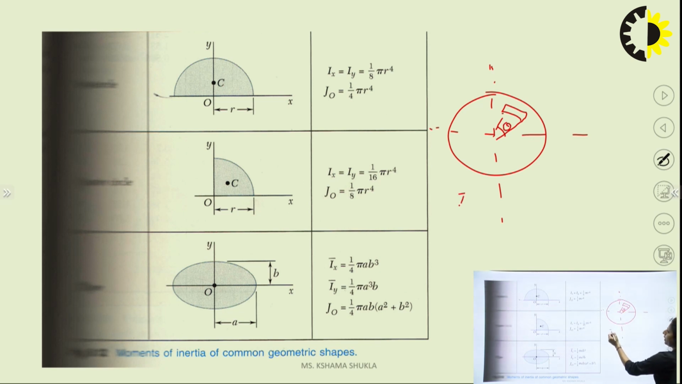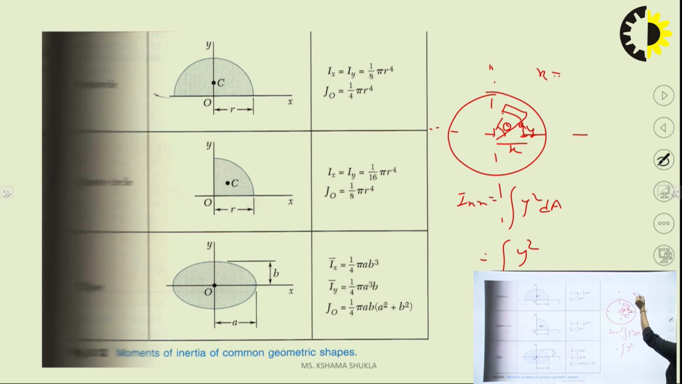Again, the formula is Ixx is equal to integral y square dA. Put the value of dA. How can you find out the value of dA? First of all, we need to put the value of y also. See, the y is the distance from reference axis to the strip. Okay, this is y and this is our x. So easily by triangular theorem, I can say that x is r cos theta, and y is r sin theta. Okay, put the value.